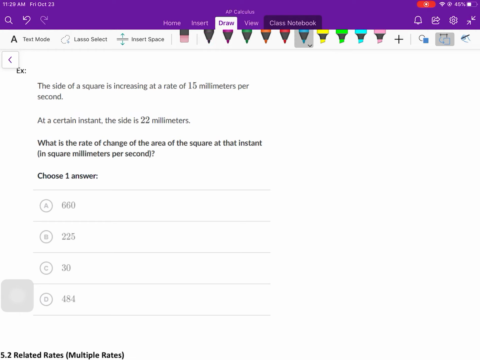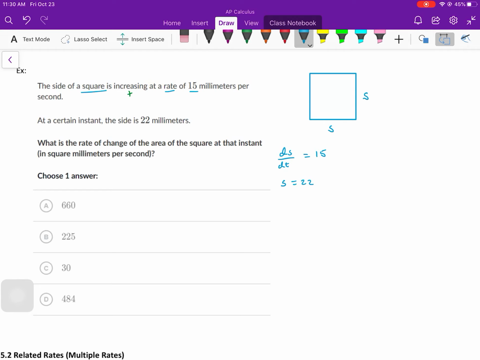So we have a square. That means both sides are the same. That's really important: when they define a square, we know the difference between a square and a rectangle. So we have a square here, and the side of the square, we'll call it S for side, right? That means the other side's also S. So that side is increasing. I'll write the rate right here, ds/dt, and it's increasing, so it's a positive rate of 15. Then at a certain instant, our side is equal to 22.